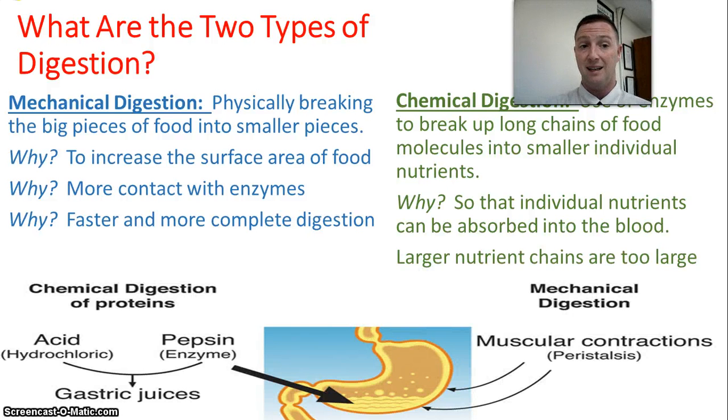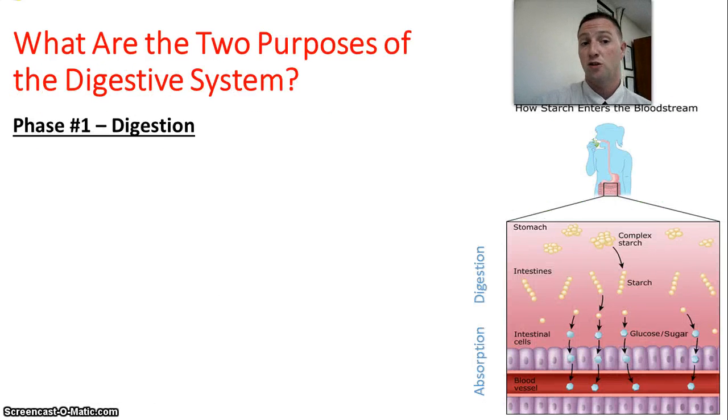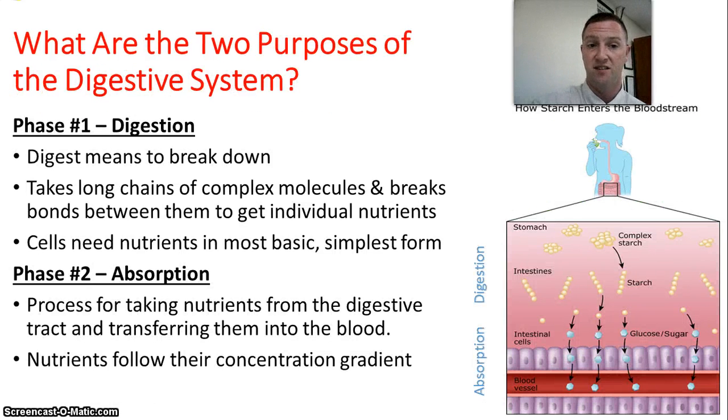Okay, you've got mechanical digestion, which is physically breaking it apart, and chemical digestion. You need to understand the difference between chemical, the actual breaking up of the molecules, and mechanical, breaking up of the pieces. All right? There's also two purposes of the digestive system.